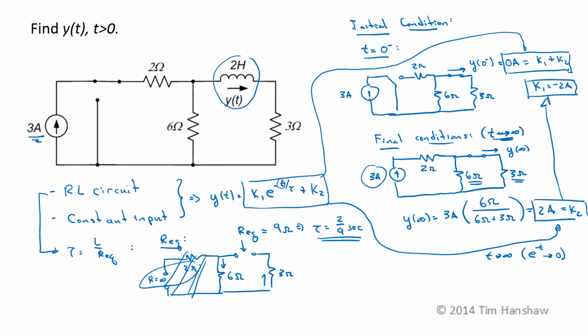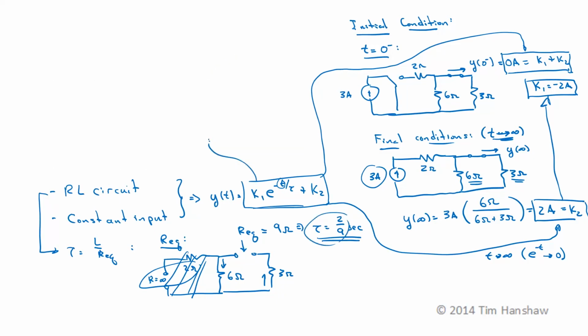Now all I need to do is plug the various numbers into this equation to get my final solution. I don't need my drawing anymore, so I'll get rid of that. So plugging in my numbers, y of t is just going to be k1, which is negative 2, e to the minus t over tau. 1 over tau is 9 over 2, so this is e to the minus 9t over 2, plus k2, which is positive 2 amps. And this solution is correct for t greater than 0.